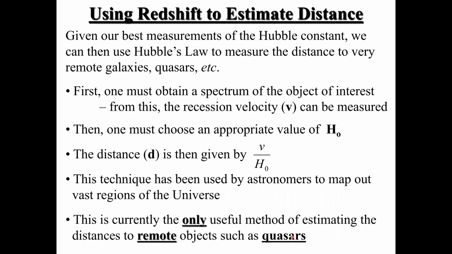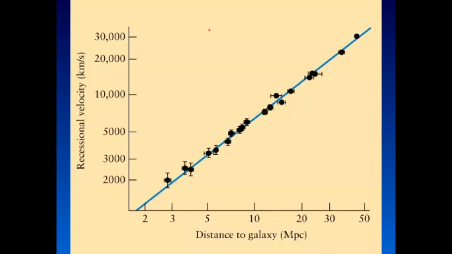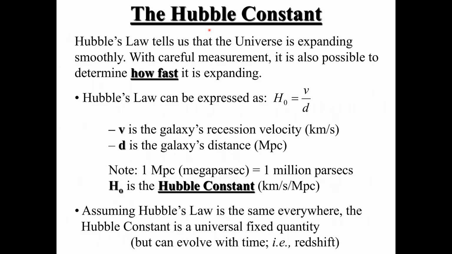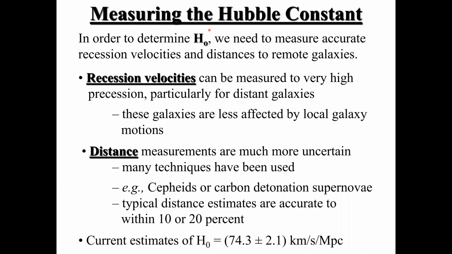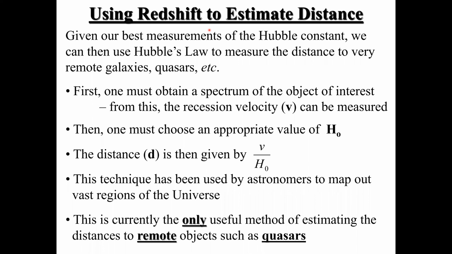Now, if you need to measure these things practically, this is what we would do, right? Using the redshift, we can estimate the distance, given that we know the Hubble constant. If you know this Hubble constant, H naught, we can measure the distances to the galaxies. Now, how would we do that?